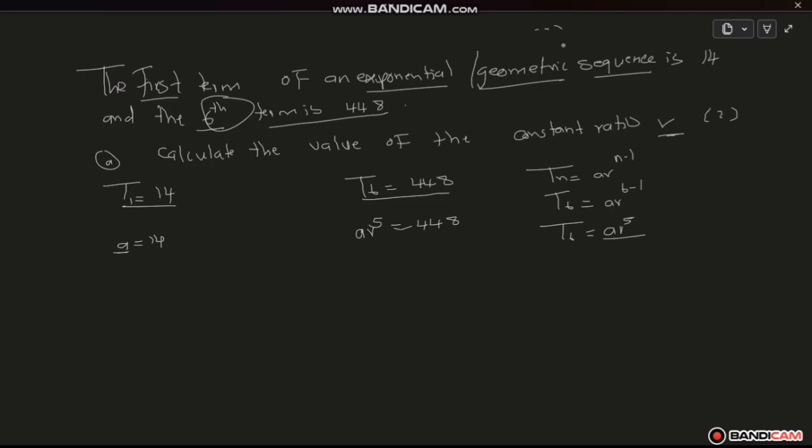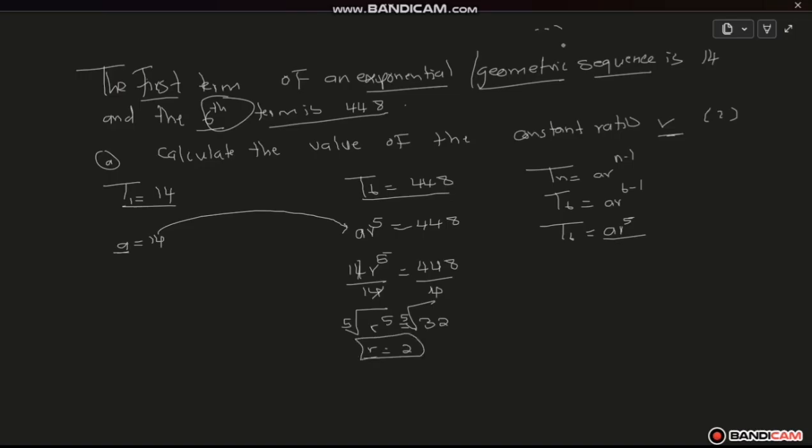Then we are asked to find the constant ratio, meaning you can take that A, since you have it, and substitute 14 where there's A. Then you'll have 14 R to the power 5 equals 448. Divide by 14 both sides, then R to the power 5 equals, just use your calculator, I think it is 32. Yes, R to the power 5 equals 32. Then you take the fifth root. This is not the square root, no, it is the fifth root. Put 5 here, then you find your R as 2.